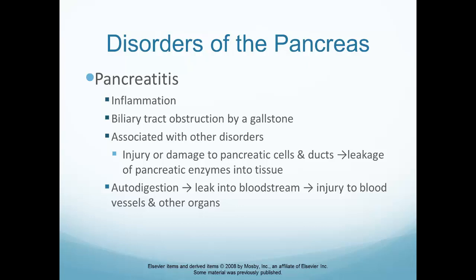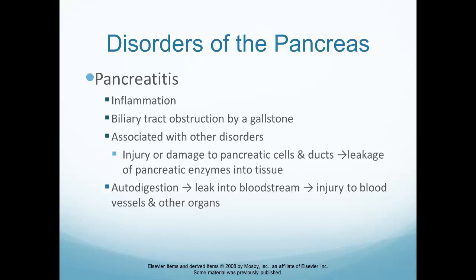Disorders of the pancreas, pancreatitis being a very common type of disorder of the pancreas that we see. Pancreatitis is caused by inflammation. The most common reason why somebody is going to develop pancreatitis is because of biliary tract obstruction from a gallstone. So we had one of those gallstones we just talked about, and it blocked the biliary tract. Now, the biliary tract is not only draining bile down into the duodenum, but kind of off to the side, we also have the pancreas.